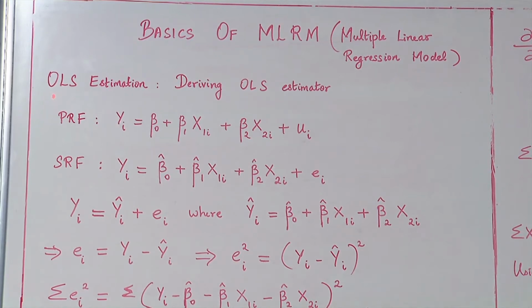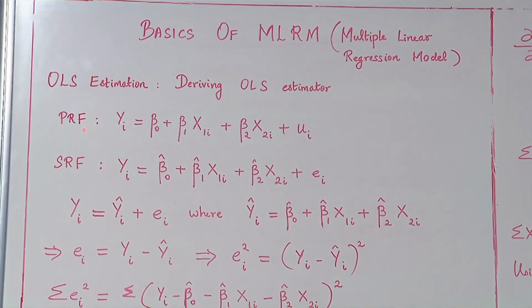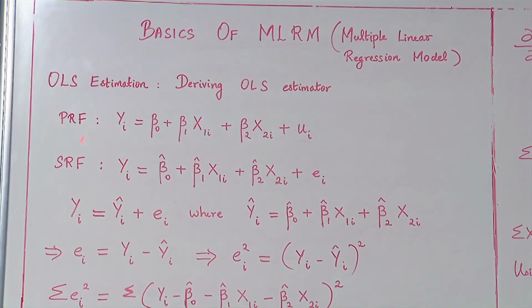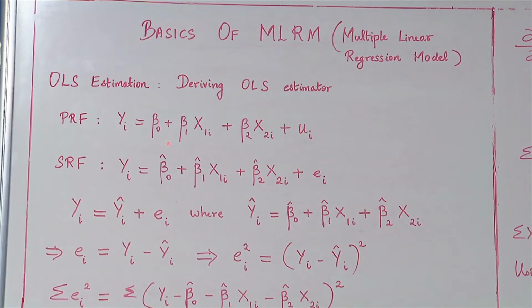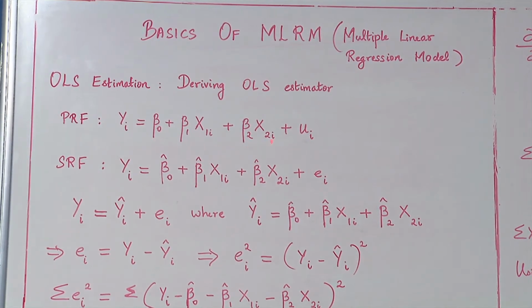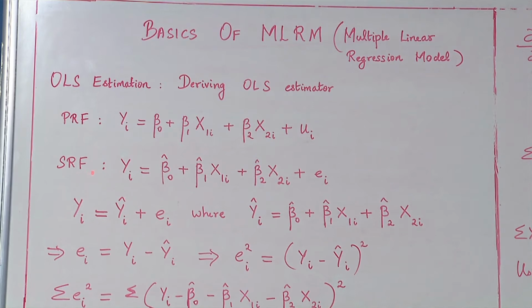So, the method is OLS estimation where we derive the OLS estimators. OLS is ordinary least squares estimation. If you look at the two functions that we have taken here, they are the population regression function and the sample regression function. The population regression function is written as yi is equal to beta naught plus beta 1 x1i plus beta 2 x2i plus ui, and the sample regression function, also called the estimated regression function, is written as yi is equal to beta naught hat plus beta 1 hat x1i plus beta 2 hat x2i plus ei, where ei is the residual error term.